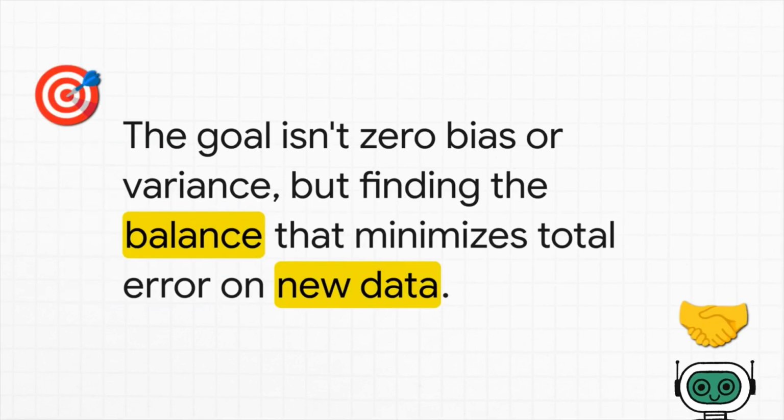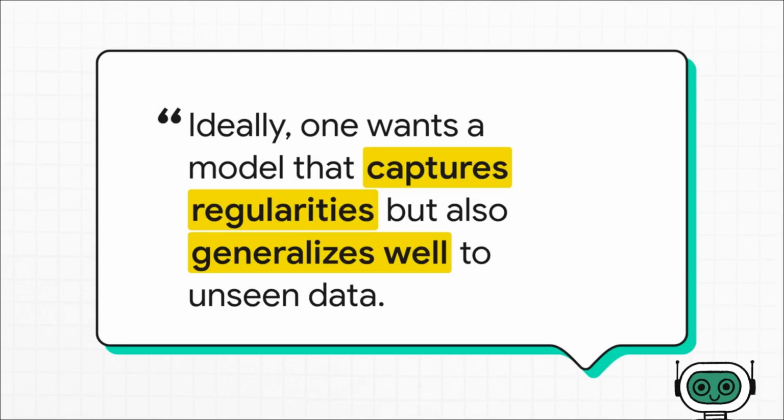So the most important thing to remember is that you can't eliminate both. The goal is not to get bias to zero or variance to zero. The goal is to find the right balance between them that gives you the lowest possible error on data the model has never seen before. Ultimately, a model is only valuable if it can generalize. Its ability to accurately see patterns and then apply that knowledge to new situations is what matters. And managing this trade-off is how we get there.